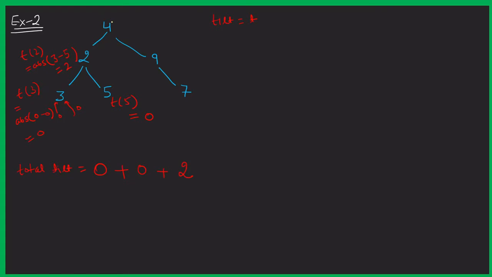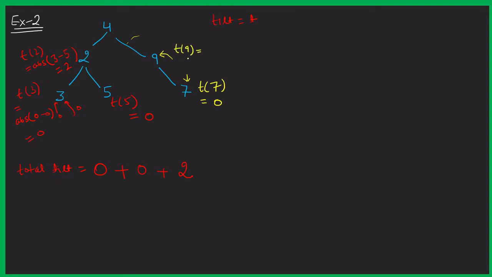Now we cannot find the tilt of 4 yet, because for finding the tilt of 4, we need the sum of the left part of 4 and the sum of the right subpart of 4. As we have not got the sum from the right part, we will not find the tilt of 4 now. We will now go to the right part of this 4. So we will come here, to 9, and again we will go to 7. This is a leaf node, so again the tilt of 7 will be 0. Now again we will go to 9, and when we come back to 9, we will find the tilt of 9.